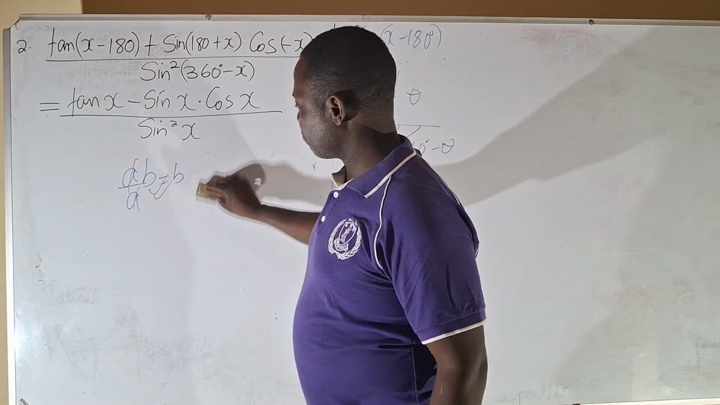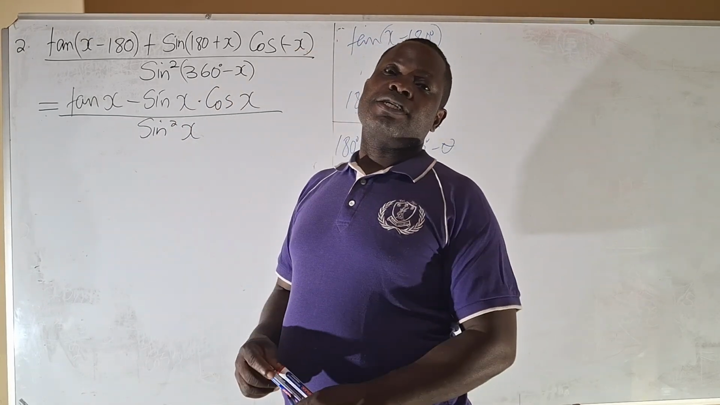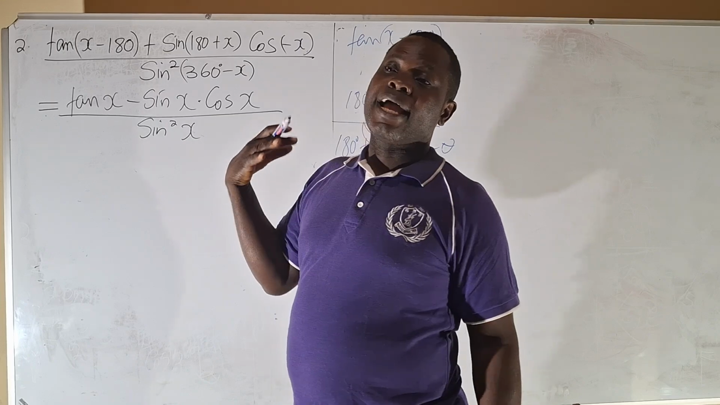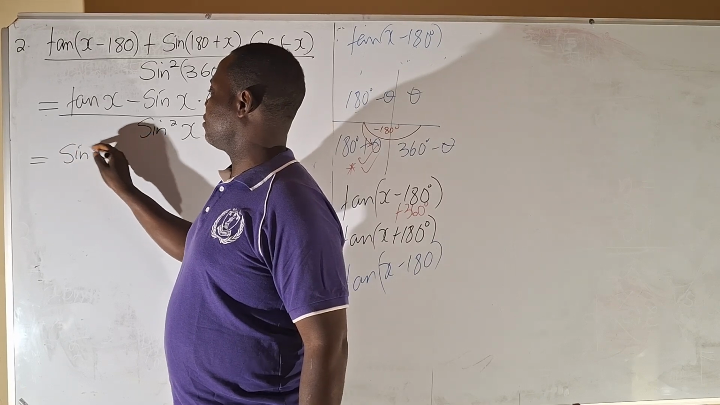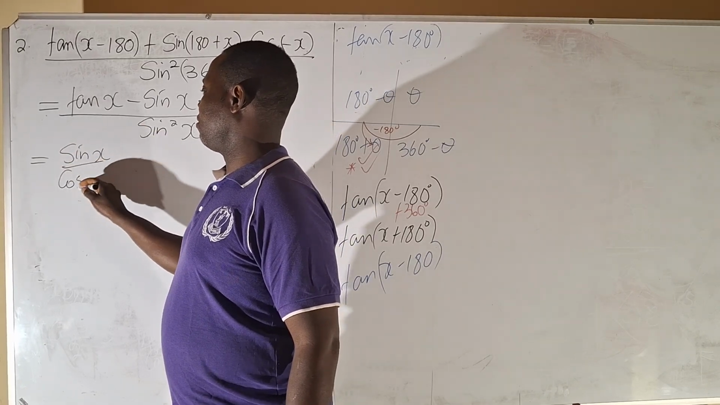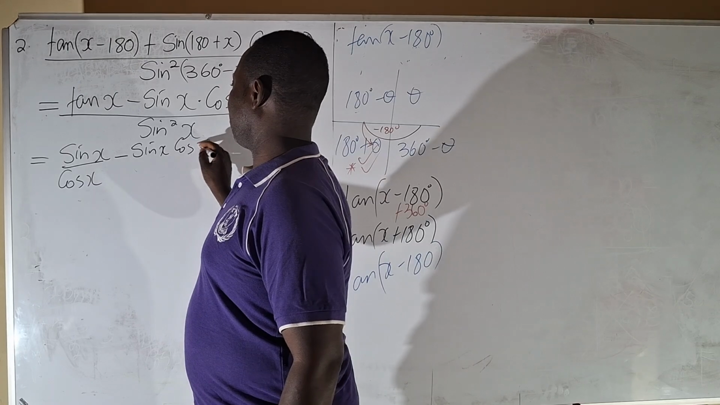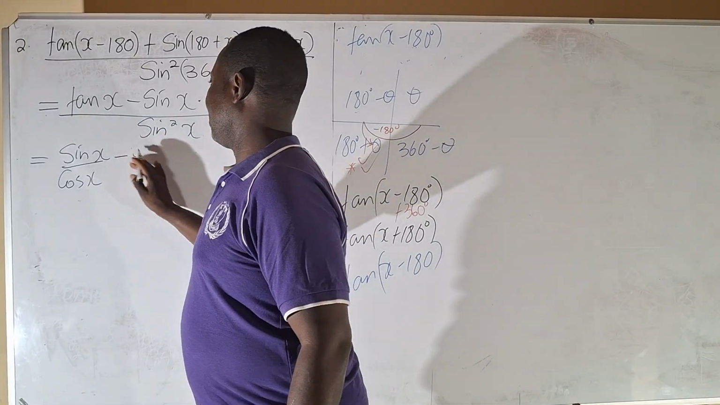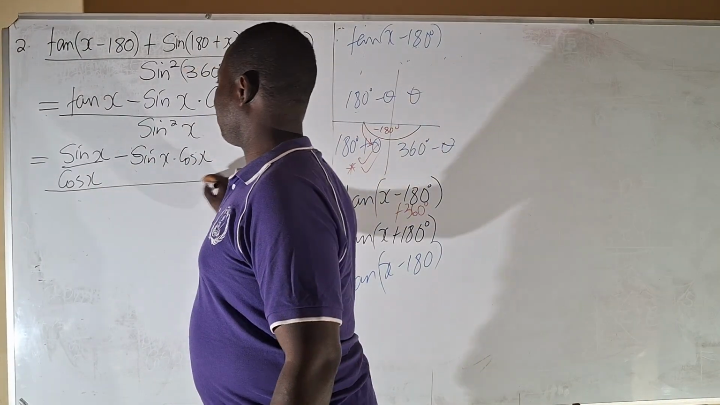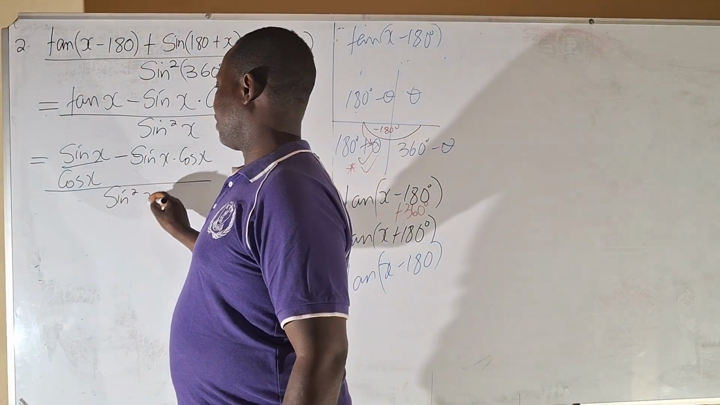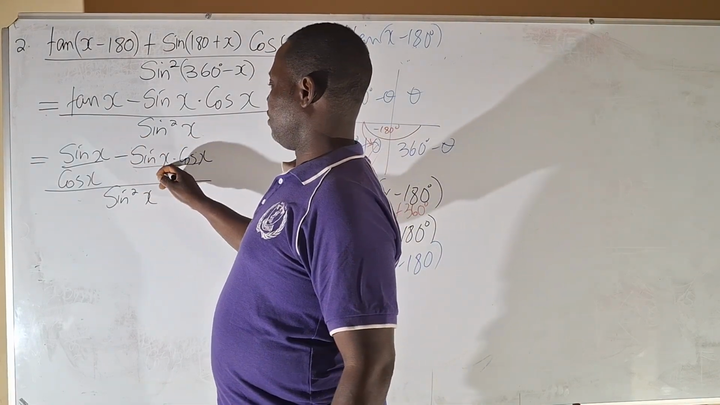So what do we do from here? Remember, after applying reduction formulas and cofunctions, the next thing is to apply identities. So the tan of x is the same as the sine of x divided by the cos of x. Then minus the sine of x and the cos of x, all over sine squared x. Now, I have a fraction here. This is over 1, definitely.